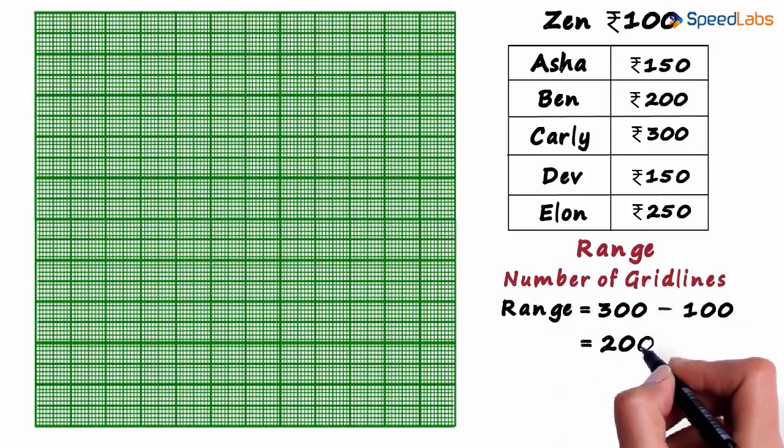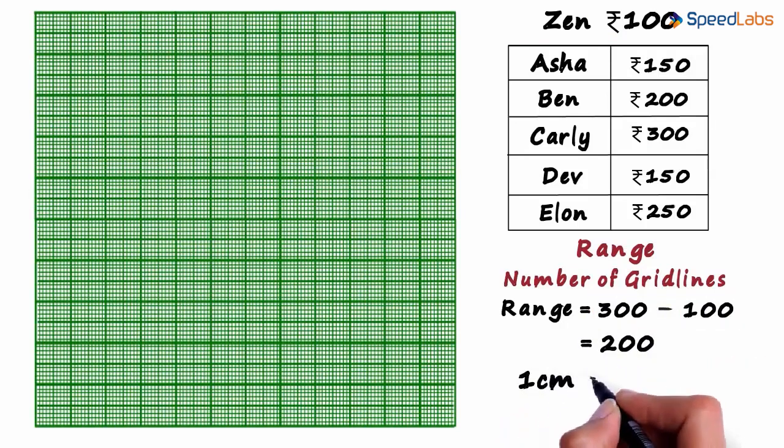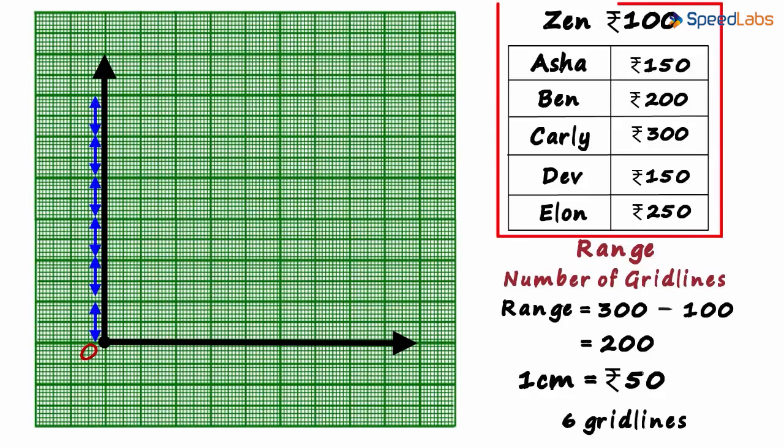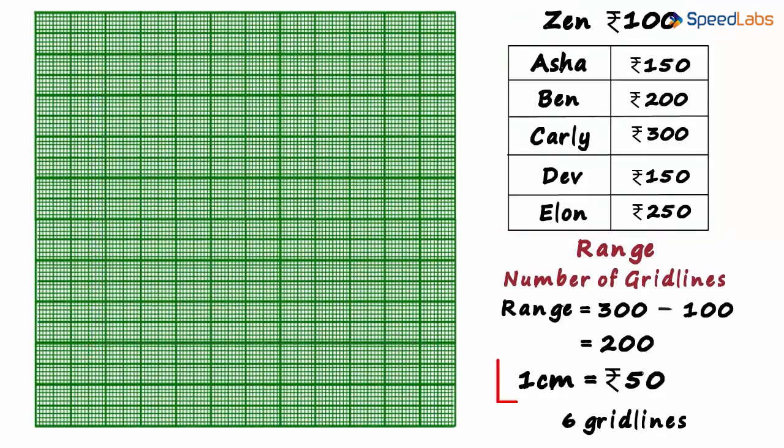It equals 200. Let's say we take 1 centimeter equal to 50 rupees on the y-axis as the scale. It means we will need 4 centimeters to cover this range. Assuming we start the y-axis at 0, we also have to account for the range between 0 and 100. That will be an additional 2 centimeters. It means we will need around 6 grid lines to cover this range of data. Remember, the scale you choose should need a maximum of 8 grid lines. A graph paper generally has around 10 grid lines. Anything more than that will not fit into the graph paper.